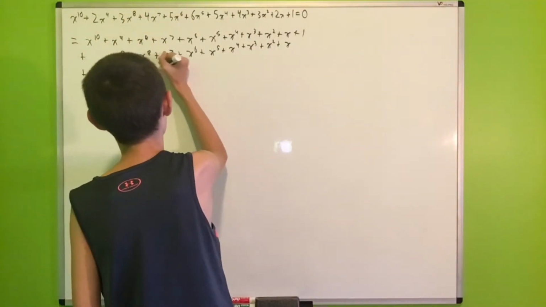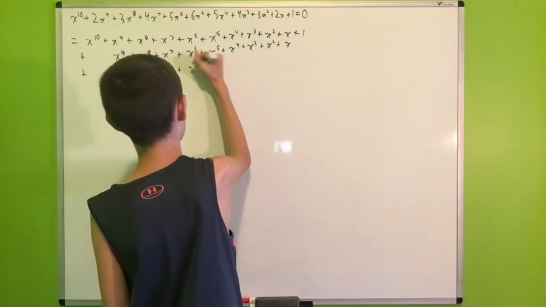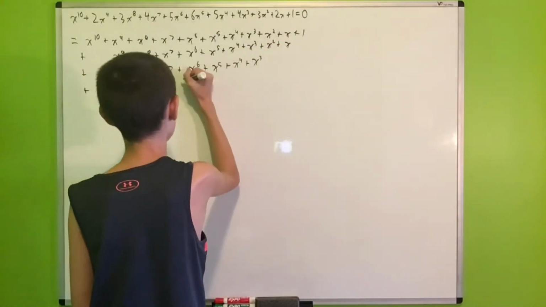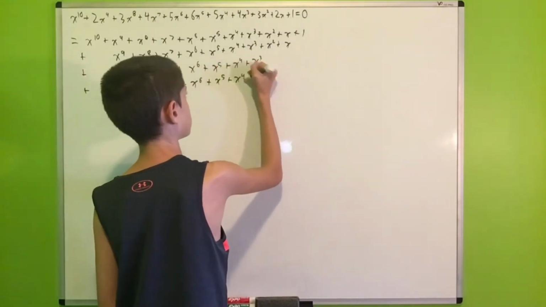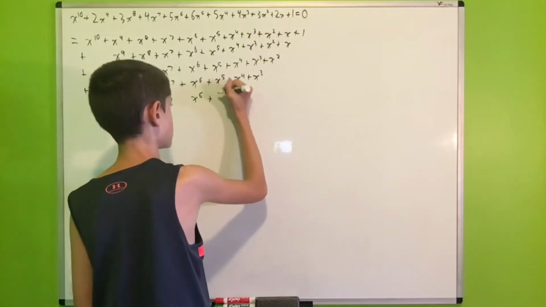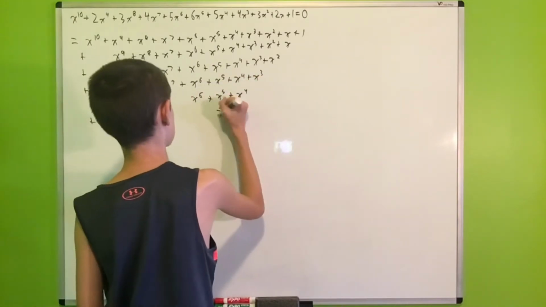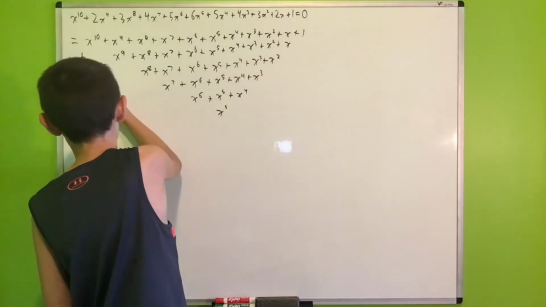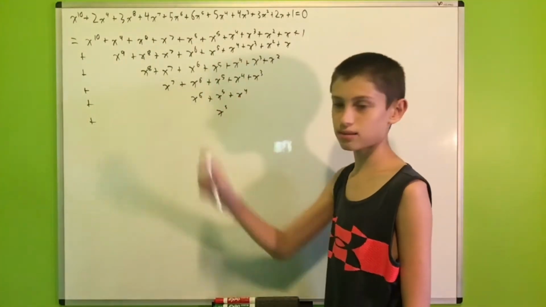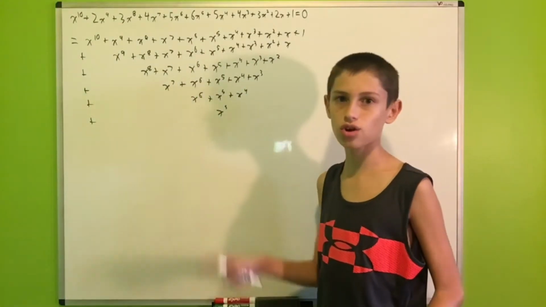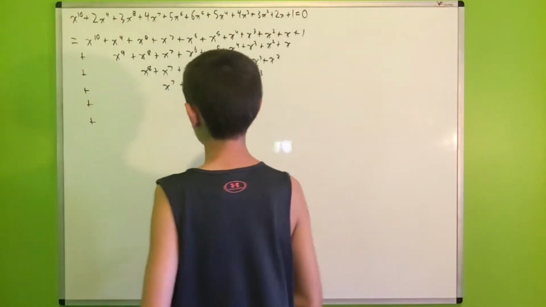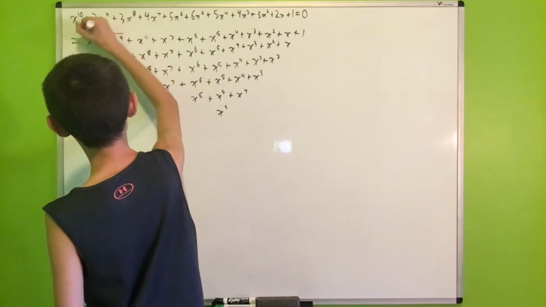x to the 8th plus x to the 7th plus x to the 6th... good, because we can factor all of the terms pairwise, and here's how we're going to do it. We'll factor these two terms together.